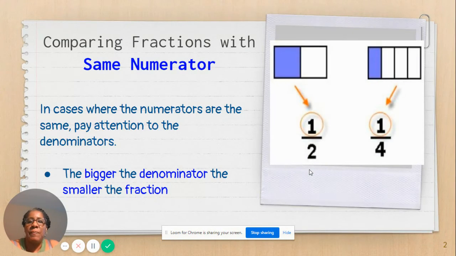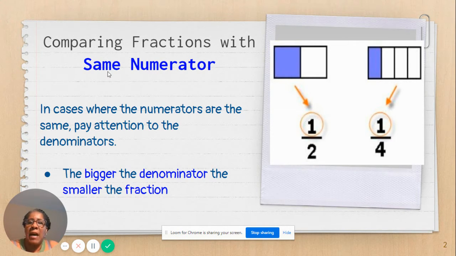So let's move along. Today we're going to, as I said, pay attention to fractions that have the same numerators, the same denominators, and then take a look at how much space these fractions are taking up. In our case, we'll be paying attention to the shaded portions of the fractions.